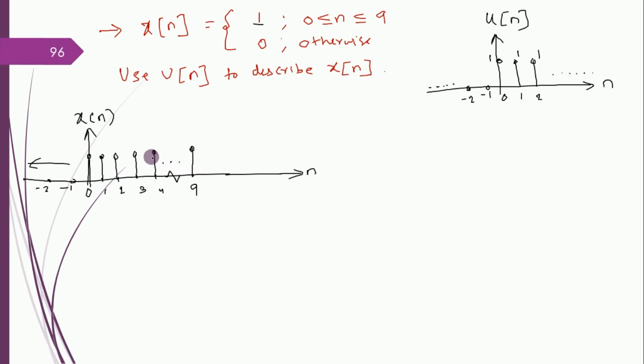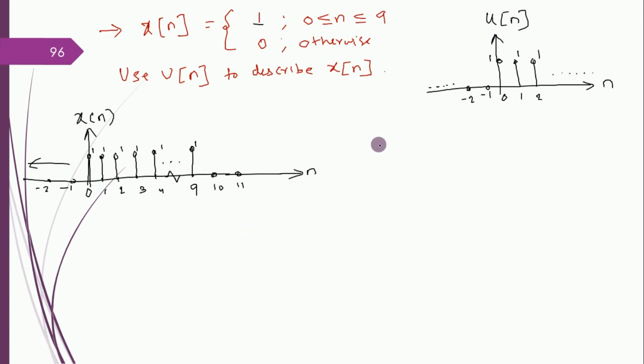So thereafter your values are 0. Here the amplitude is 1, everywhere 1, from 0 to 9. In that range your amplitude is 1. I want to produce such a signal using u of n. How to do it? Just write the mathematical function for this.